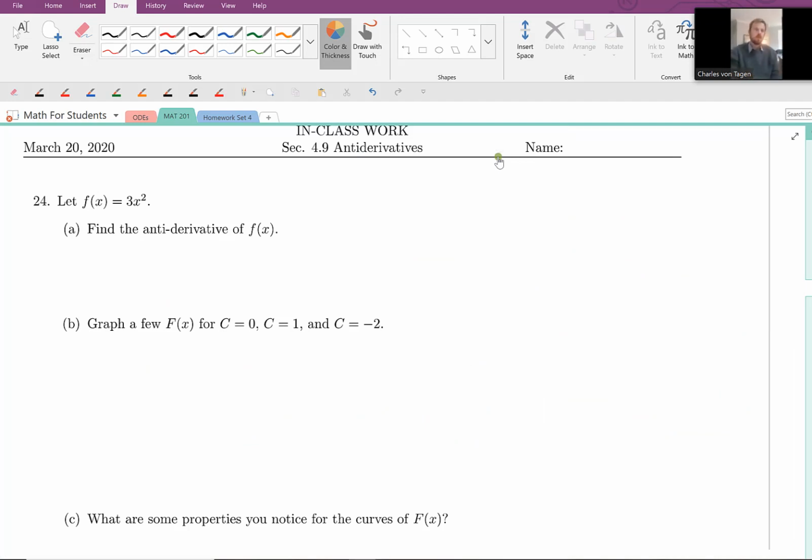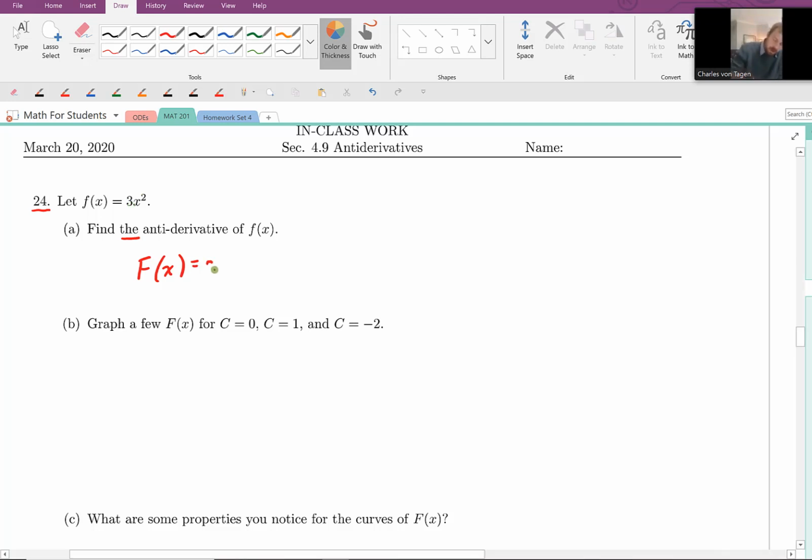Okay, folks, now let's look at number 24 in the middle of the growing your calculus skills. We're asked to find, careful here, this notation is important, not an antiderivative of f of x. We're asked to find the antiderivative of f of x. And so what is the antiderivative? It's capital F of x is equal to what function, when we take its derivative, will give us 3x squared?